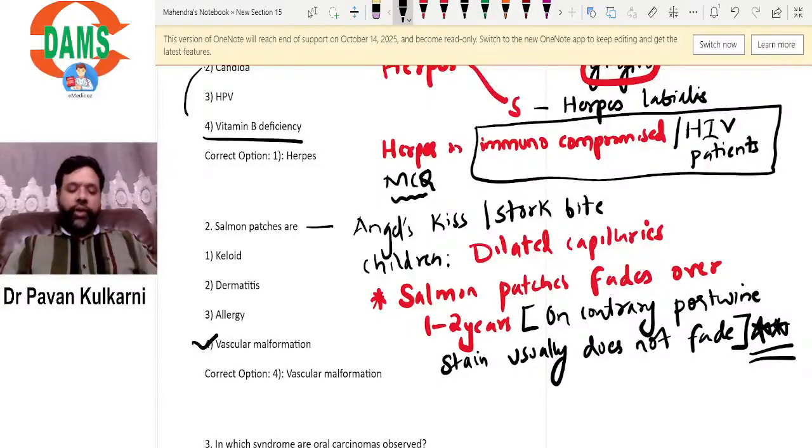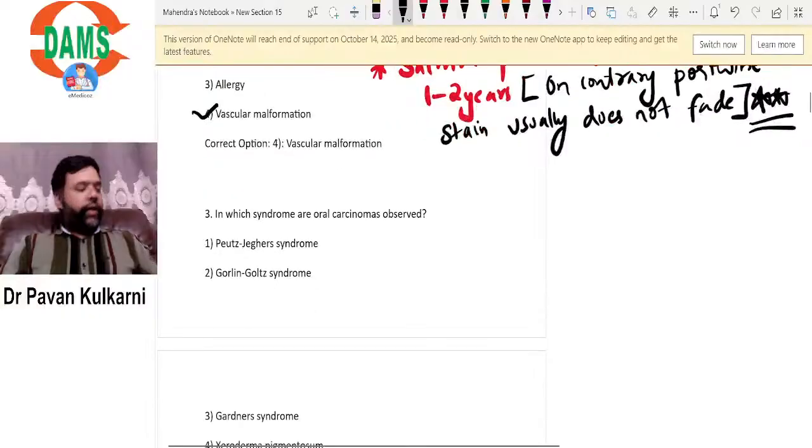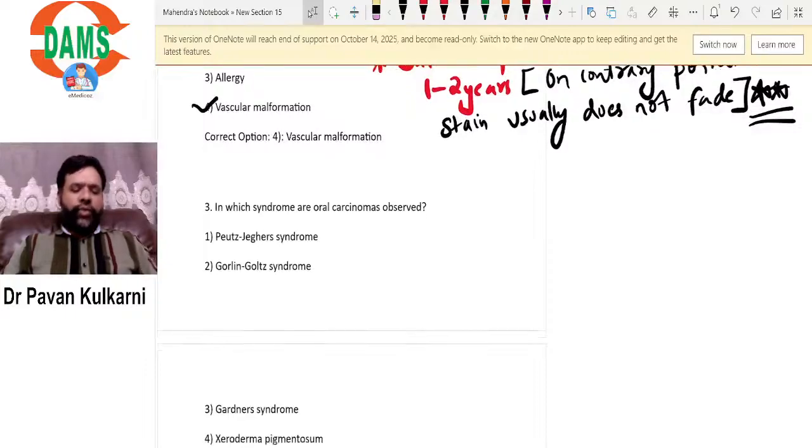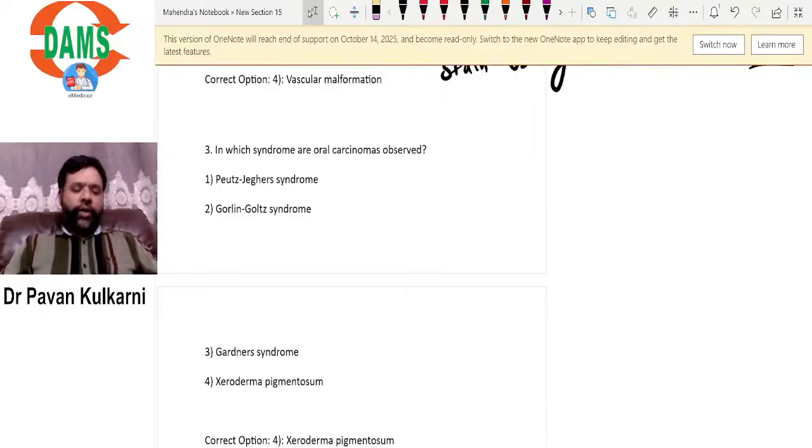Okay, let us move on to the next MCQ here. Next question: in which syndrome are oral carcinomas observed? The options are Peutz-Jeghers syndrome, Gorlin-Goltz syndrome, Gardner syndrome, and xeroderma pigmentosa syndrome. Xeroderma pigmentosa actually is a syndrome only, so there you can see these oral carcinomas.